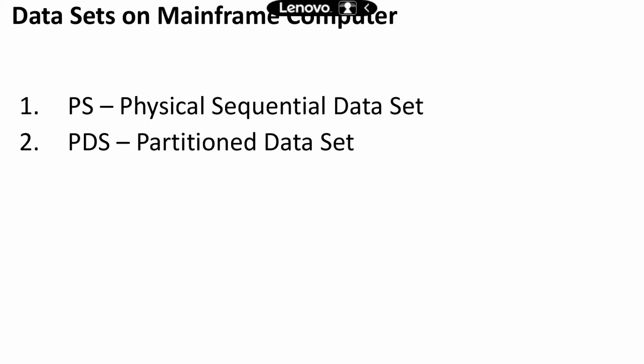Then we have PDS. PDS stands for partitioned data set. You can imagine this like a folder on our normal computer. A folder contains files, like that. We call it a library. The folder name we just call a PDS library. You will see once we start coding, you will remember these things easily. Okay, let's start. Let's discuss the data types on mainframe.